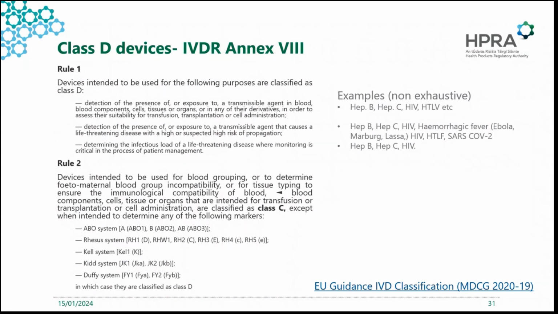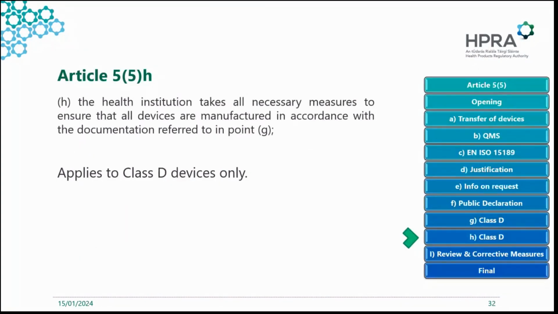So if you're creating your own in-house device for those purposes with an ABO, RhD, KEL-KIT, or Duffy system, then you're in the Class D space. Otherwise, it's Class C, and 5.5(g) won't apply. So hopefully that gives a bit of a sense as to what could be a Class D device when you start looking at whether (g) would apply to your organization.